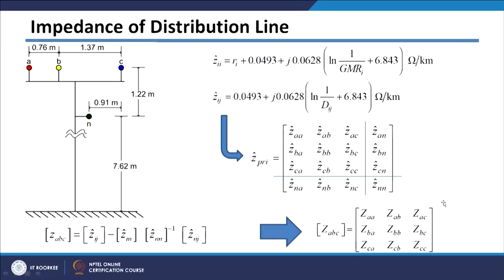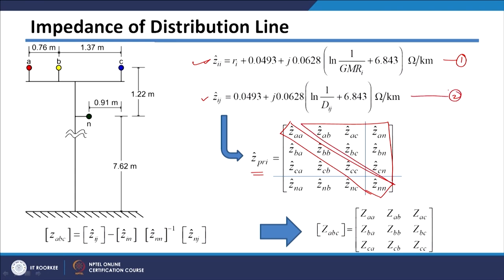So, let us take one example with actual dimensions. Here we have seen there are 4 conductors, and for these 4 conductors you have this primitive impedance matrix, whose entries will be calculated using these expressions of self and mutual impedances. We have discussed that the diagonal entries of this matrix will be calculated using the self impedance formula, which is formula number 1, and the off diagonal entries will be calculated using this mutual impedance formula.